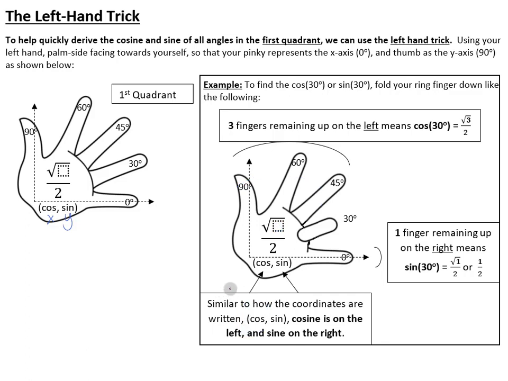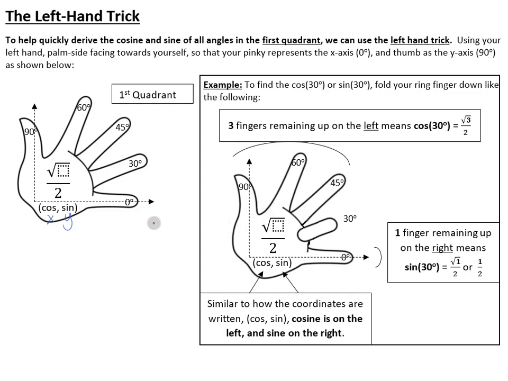If you wanted to find the sine of 30 degrees, we still keep our hand in the same position, but sine, the y-coordinate, is on the right. So how many fingers are up on the right? Just 1. So we place 1 in here, and the square root of 1 over 2 is 1/2. So the sine of 30 degrees is 1/2.